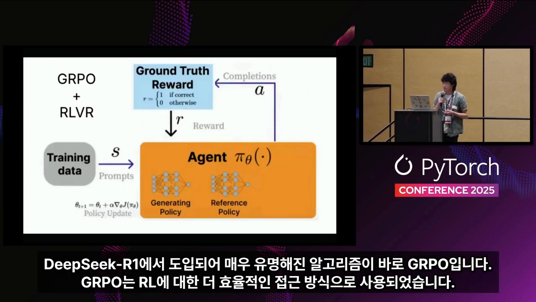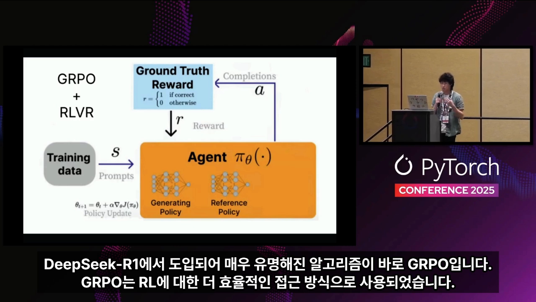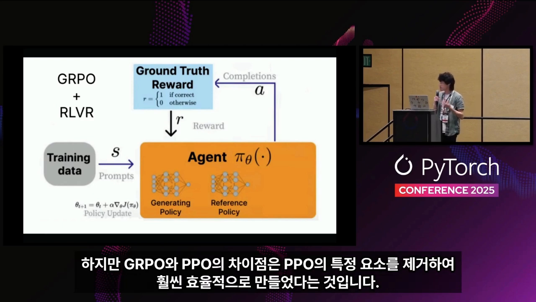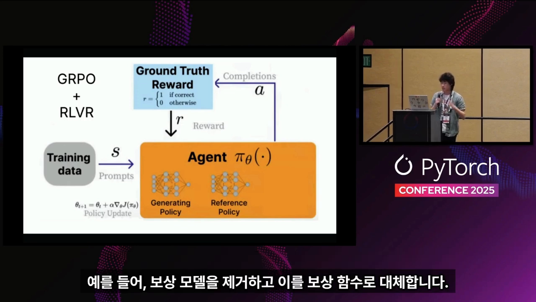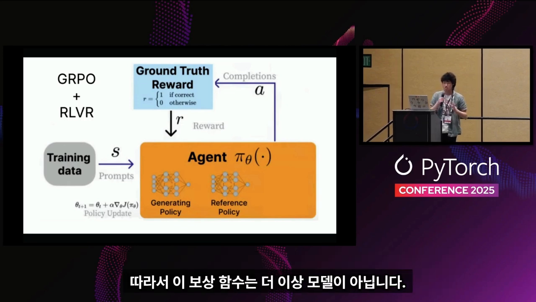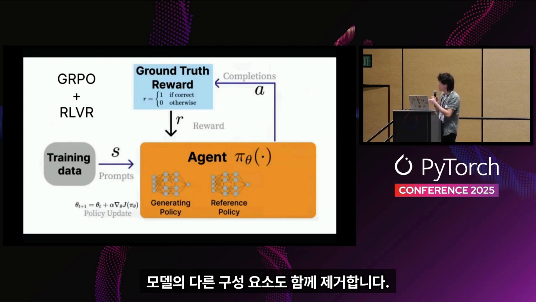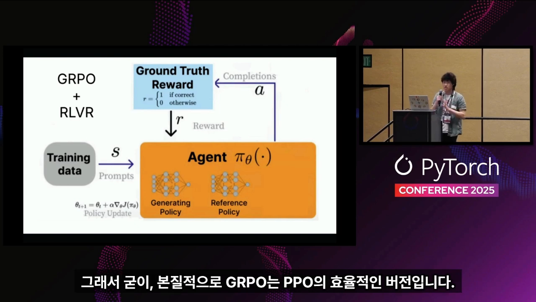A very popular algorithm that was introduced from DeepSeek R1 is GRPO. GRPO was used as a more efficient approach to RL. A very early algorithm that everyone was using from OpenAI is called PPO. The difference between GRPO and PPO is that you delete components of PPO to make it much more efficient. For example, you delete the reward model and replace it with a reward function. This reward function is not a model anymore. It's just a function which can say this is a good answer or a bad answer. You also delete other components of the model. So GRPO is essentially an efficient version of PPO.